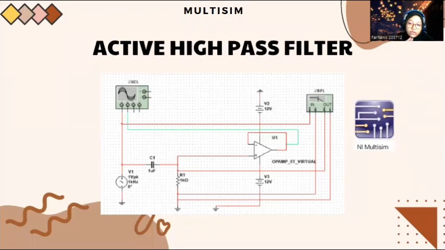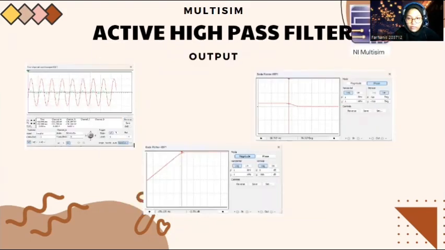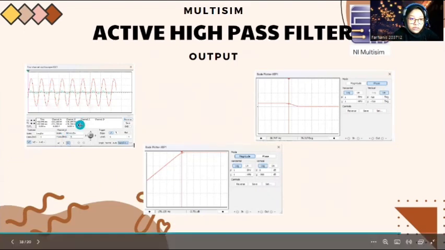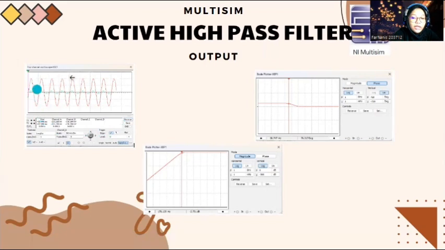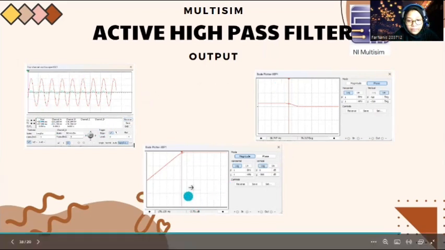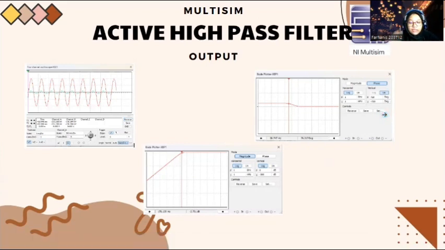I used the active high pass filter by using the virtual op-amp with one resistor and one capacitor. And then the resistor is 1 kilo ohm, and also the capacitor is 1 farad. And then this is the output that I get from Multisim, where this is the 4-channel oscilloscope output. This is the signal that we get. And then for the Bode plotter, this is for the magnitude and also the phase. And you can see that the output is the same as we got in Jupyter.